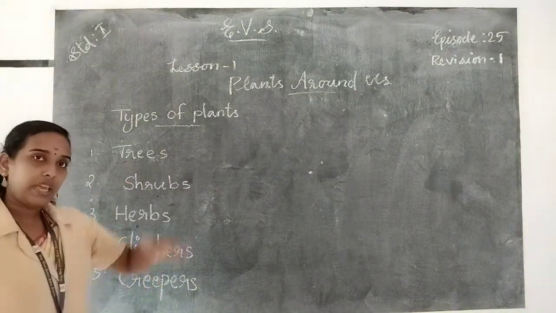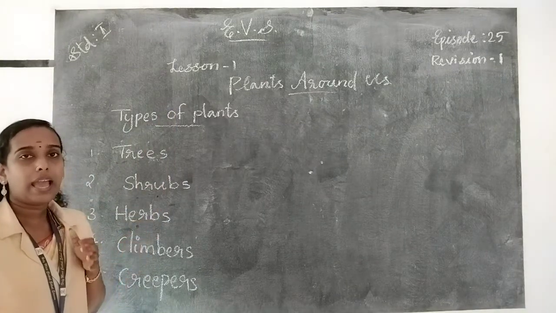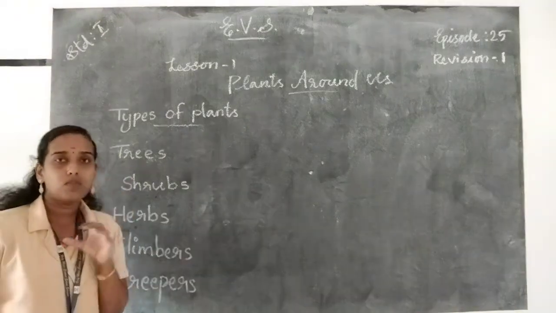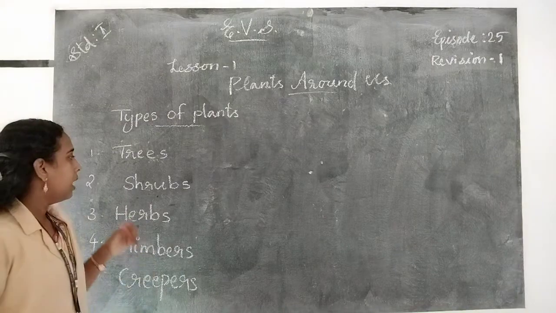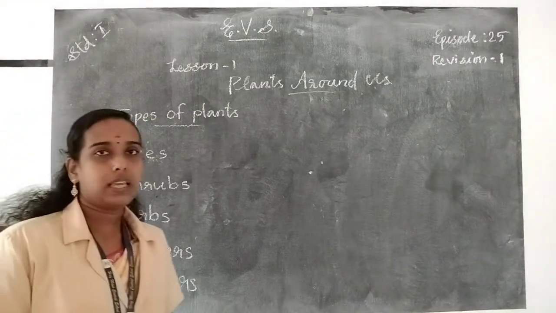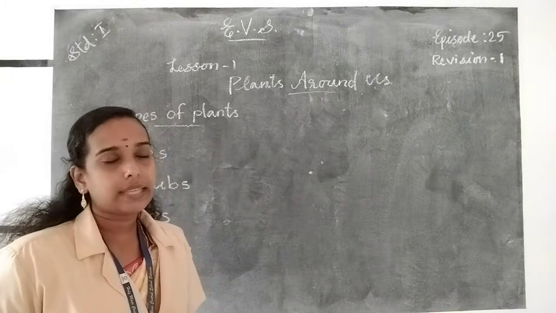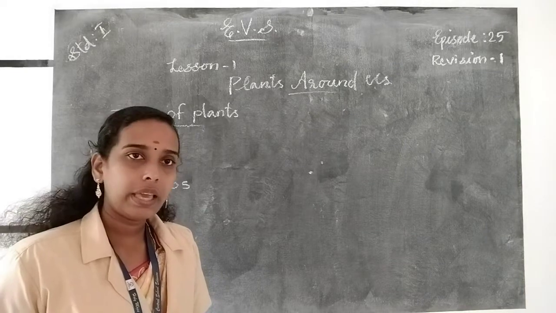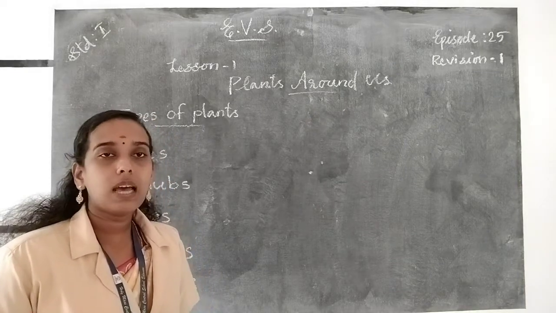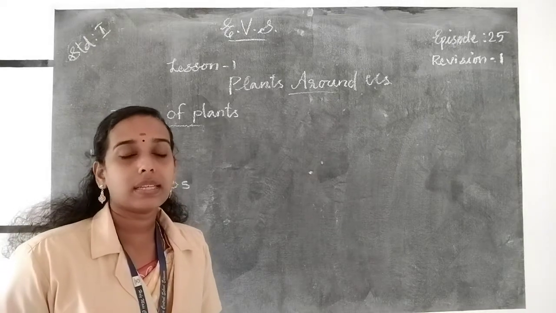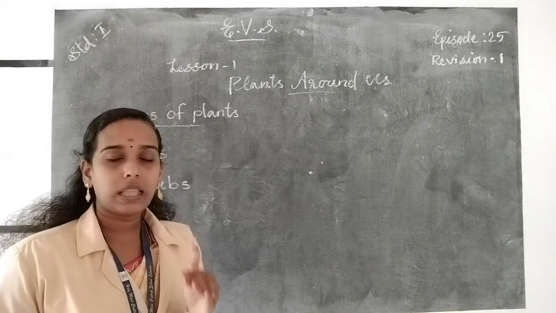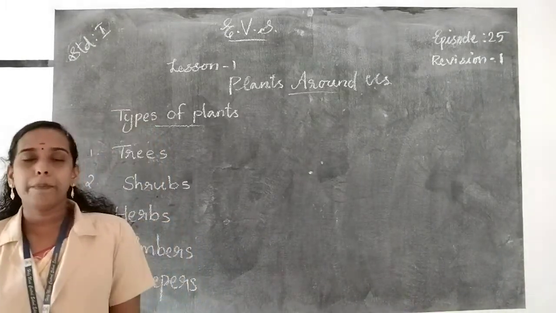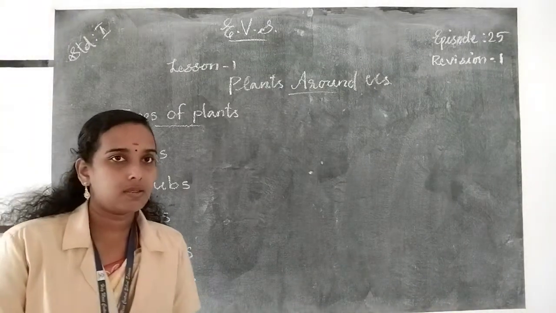Trees are very tall, strong plants, and the hard, thick and woody stem is called the trunk. Shrubs are smaller than trees and they look like bushes. Examples for shrubs are hibiscus, rose, jasmine, etc. Herbs are plants with soft and thin green stems. Examples for herbs are petunia, rice, etc.